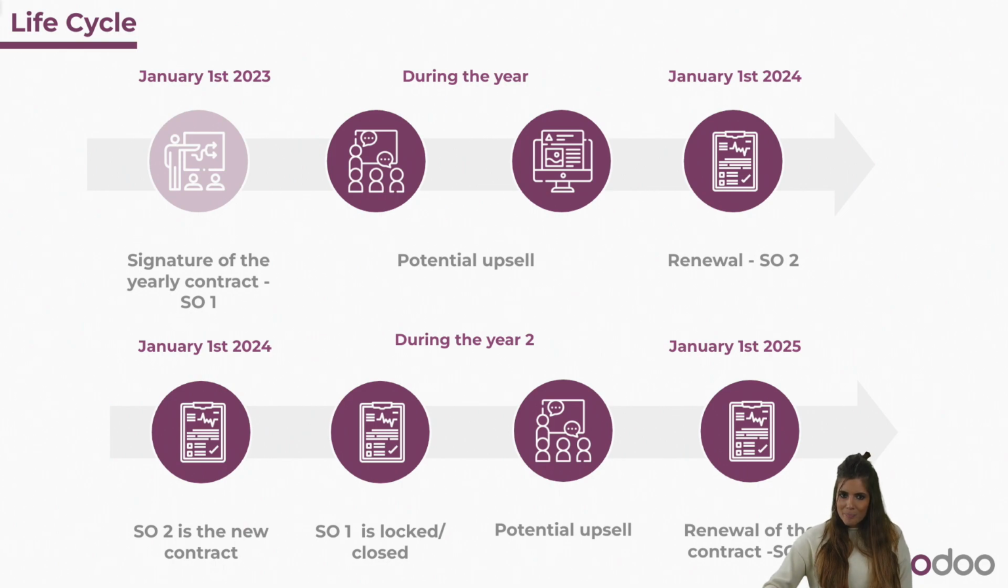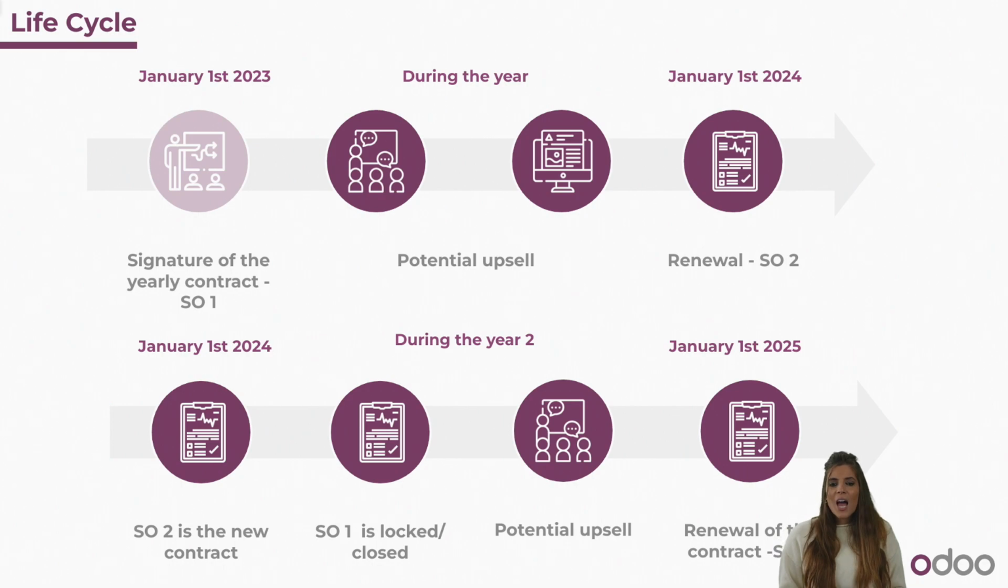During 1 year, he can, of course, upsell. It's better for me. It's better for my numbers, guys, okay? So if he wants to add new users, he can. If he wants to be hosted in Odoo SH, it's an upsell about Odoo SH, okay? But we remain at the same contract. We remain at the same sales order number 1, okay?